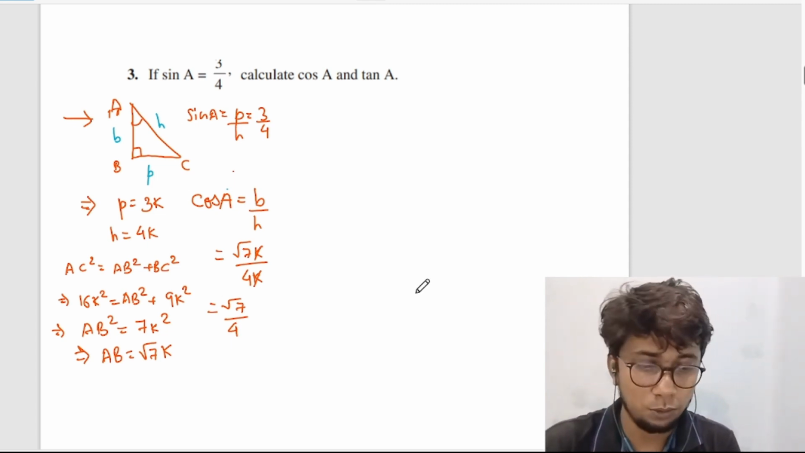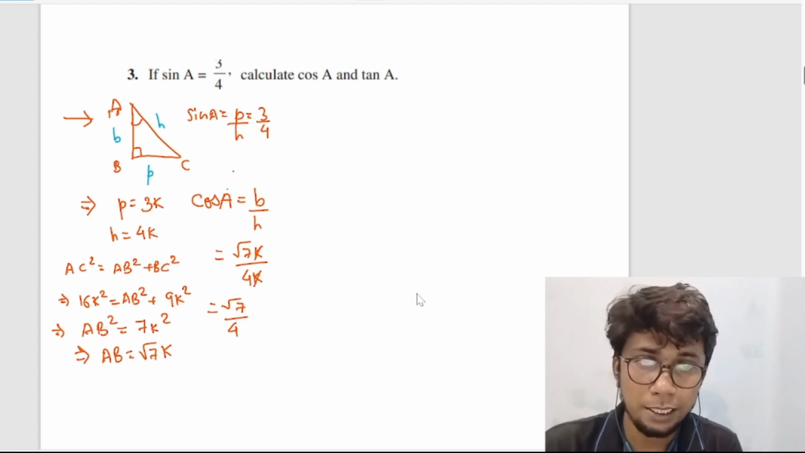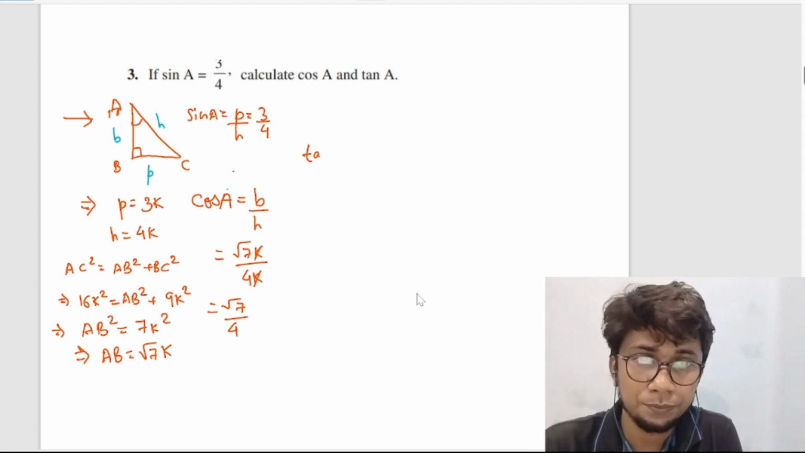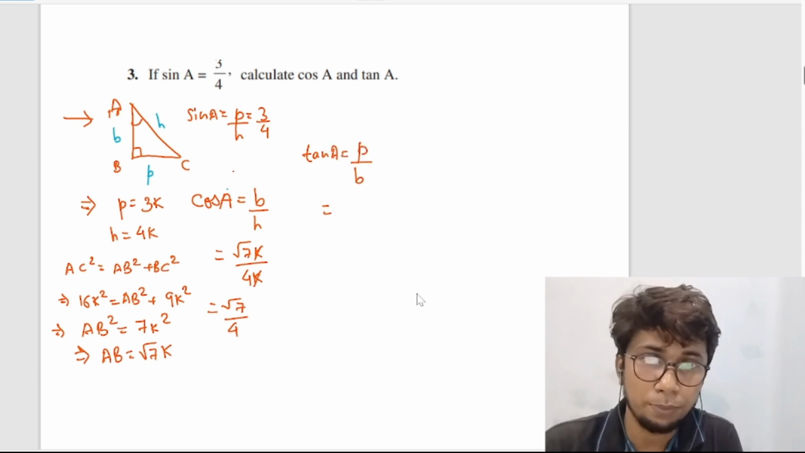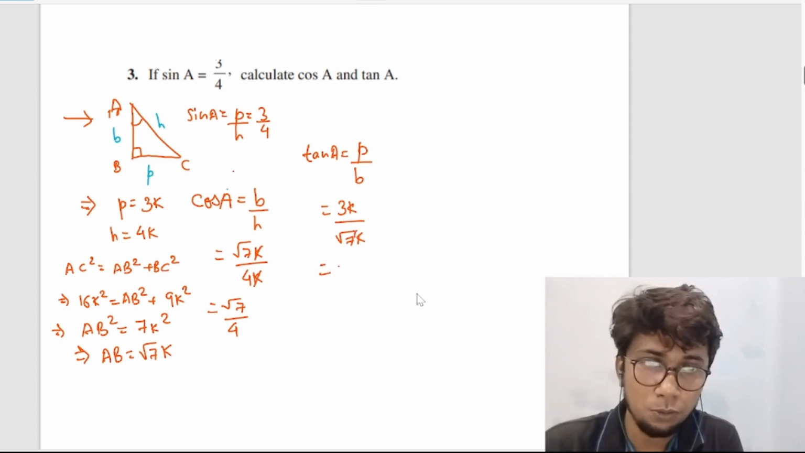And similarly, we had to calculate tan A. So what is tan A? Tan A is perpendicular upon base. So perpendicular was 3k. Base was root 7k. This would give you 3 over root 7.